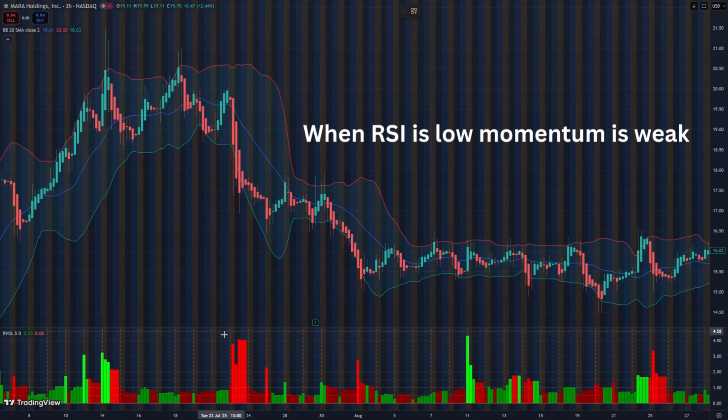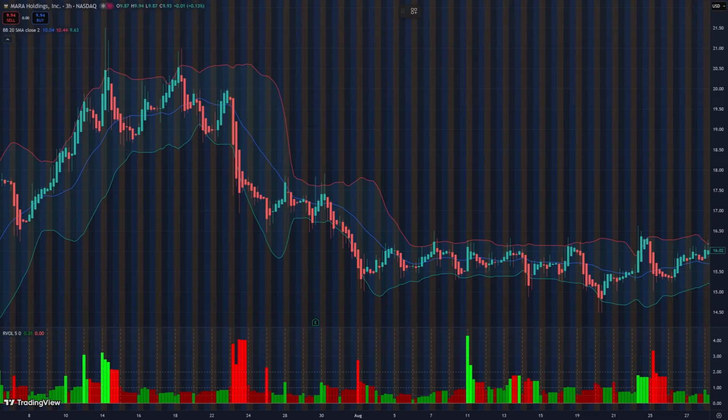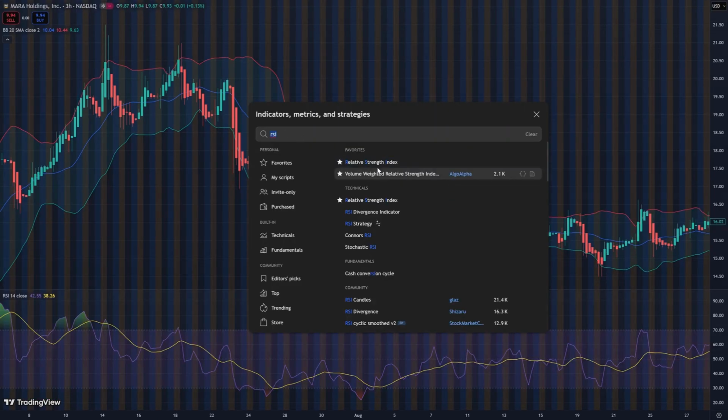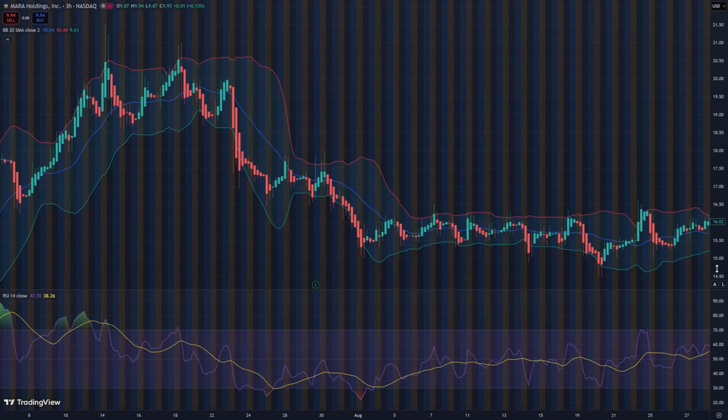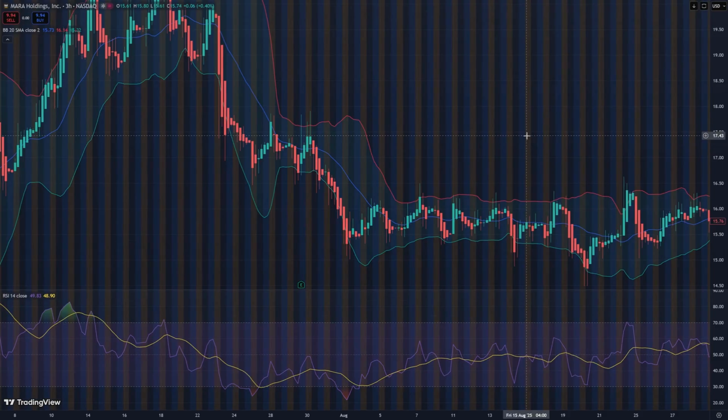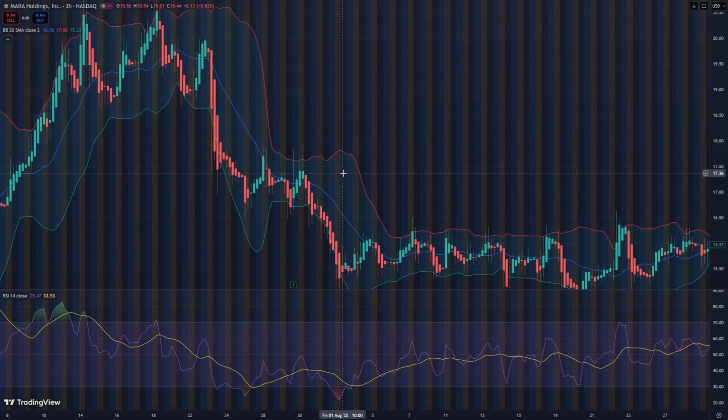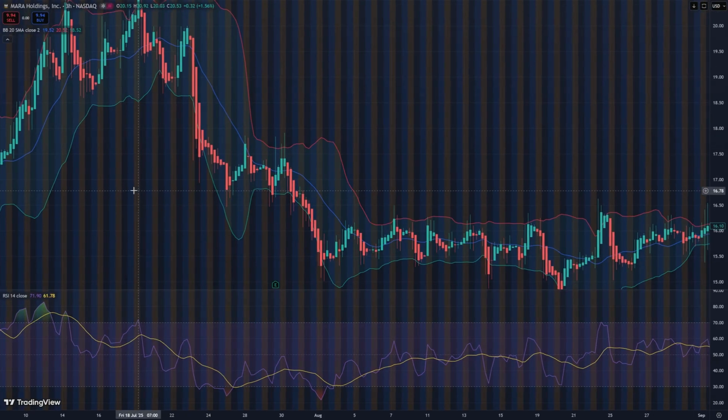So when price reaches the upper Bollinger Band and RSI is extremely high, that tells you buying pressure is stretched. Not that price has to reverse, but that the move is becoming harder to sustain. When price reaches the lower Bollinger Band and RSI is extremely low, that tells you selling pressure is stretched. Again, not an automatic bounce, but fatigue is building.